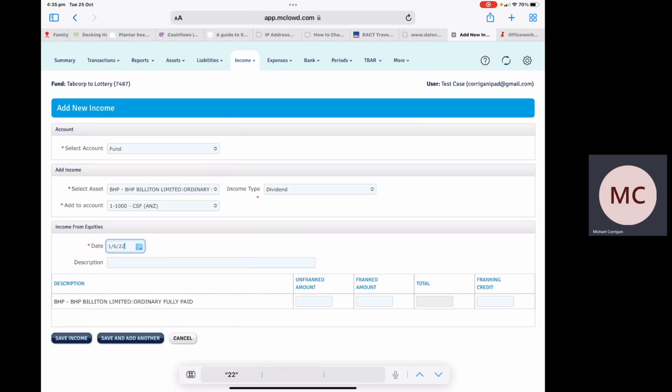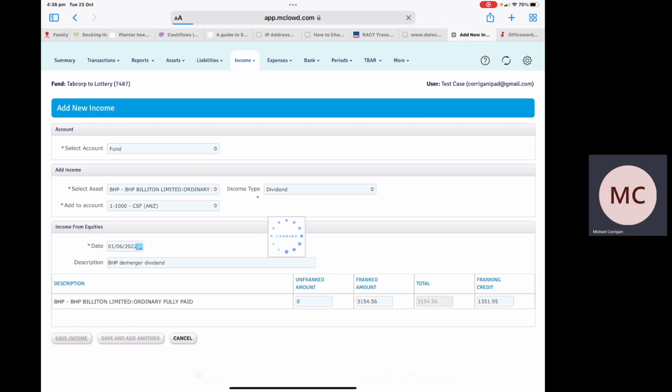this transaction happened on the 1st of June 2022. And you put a BHP demerger dividend as a description. You don't have to put a description in, but it's probably a good idea if you do so. Also, in this case, there was a certain number of shares and a certain dividend paid. In this case, it was $3,154.56. And obviously, we work out the franking credit for you, and you save the income.